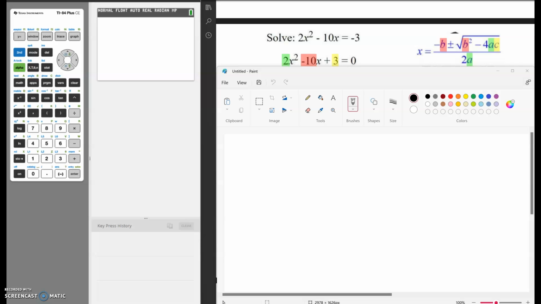So our first problem that we're going to do out of, I believe, two, is we're trying to solve 2x squared minus 10x equals negative 3.